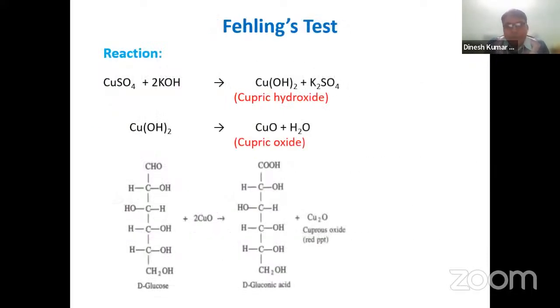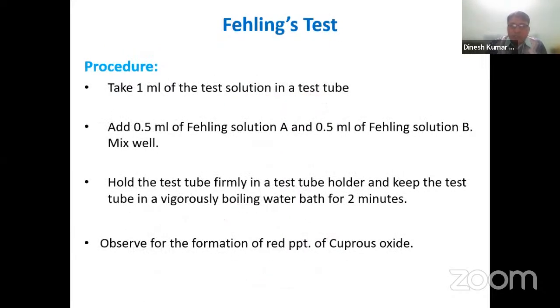This is the chemical reaction. Copper sulfate plus potassium hydroxide form cupric hydroxide. When it is heated, it forms cupric oxide, CuO. This CuO will react with the glucose or other sugar molecules and forms cuprous oxide, which is red in color. So by observing the red color in the precipitate, we can say that the test is positive and the sugar is a reducing sugar.